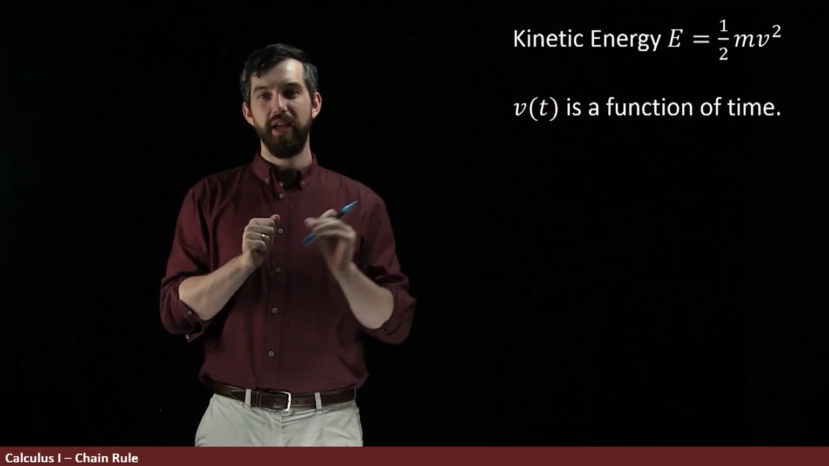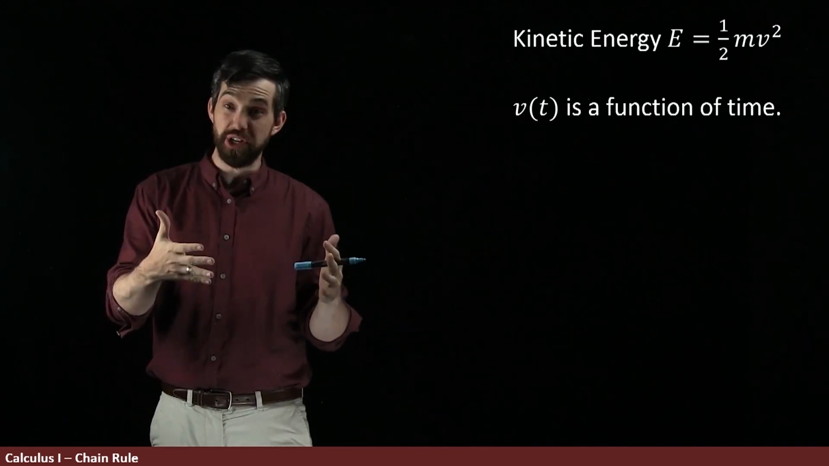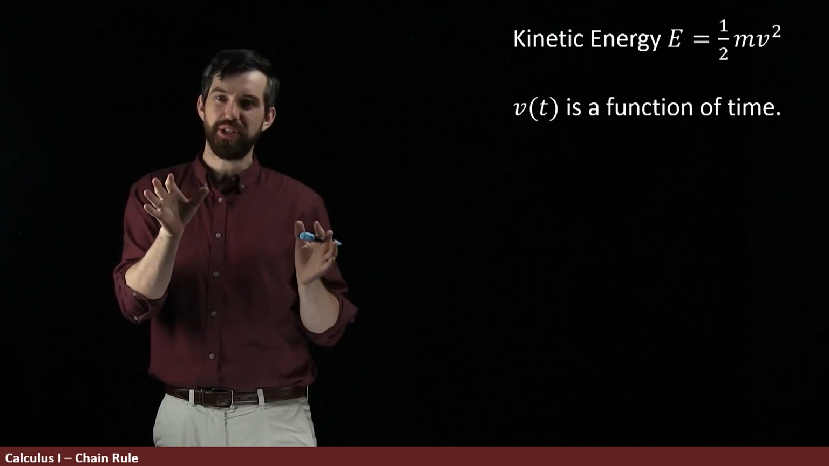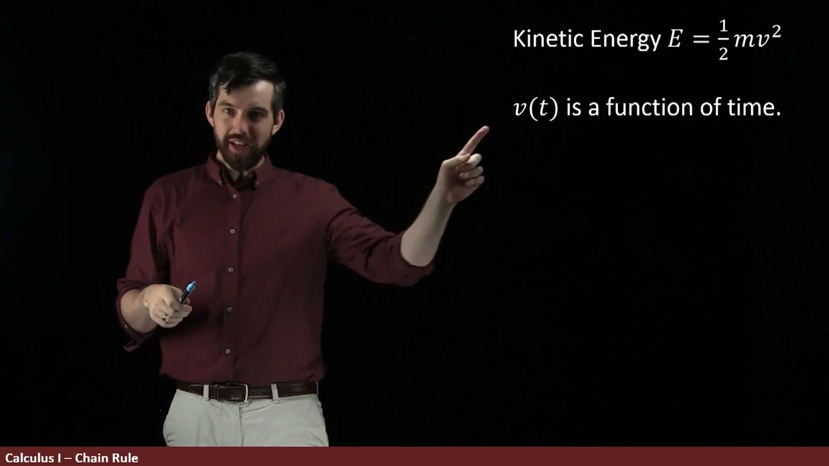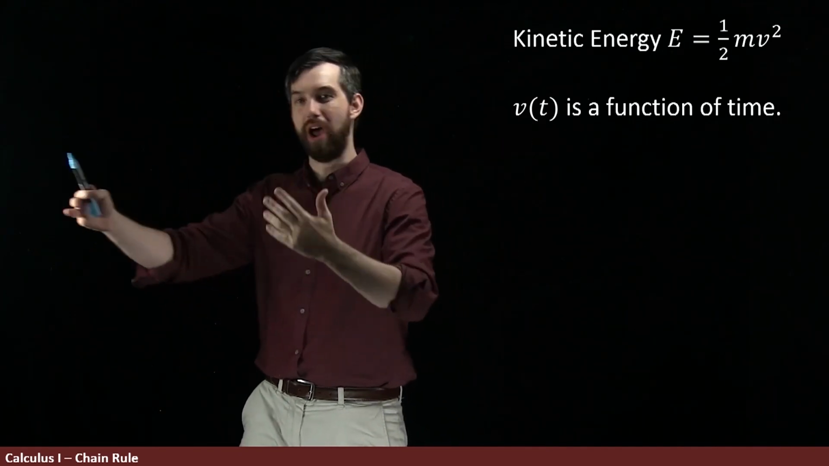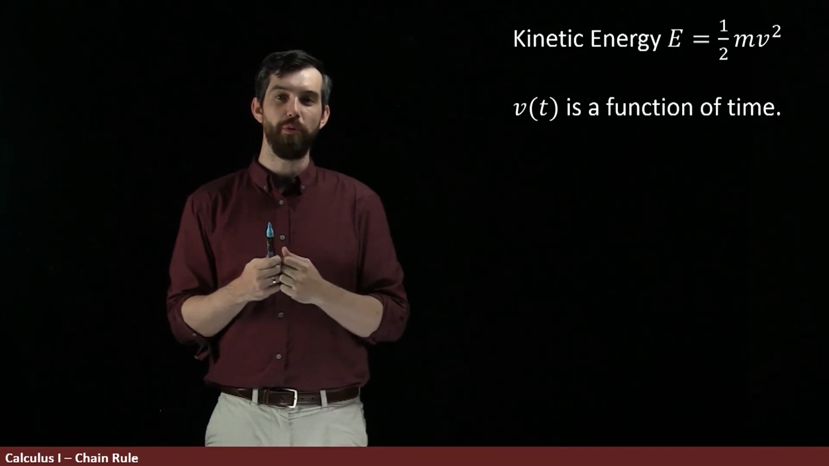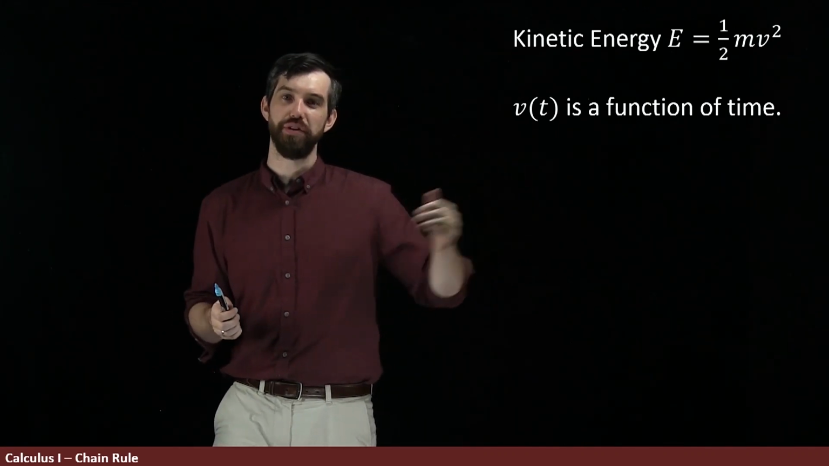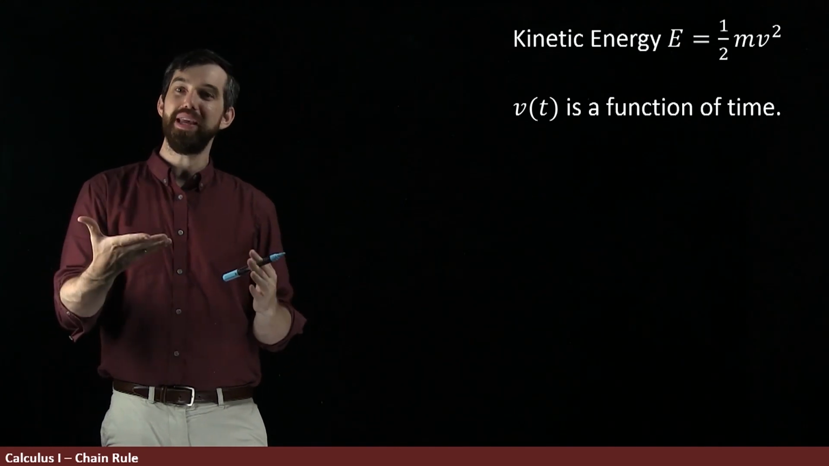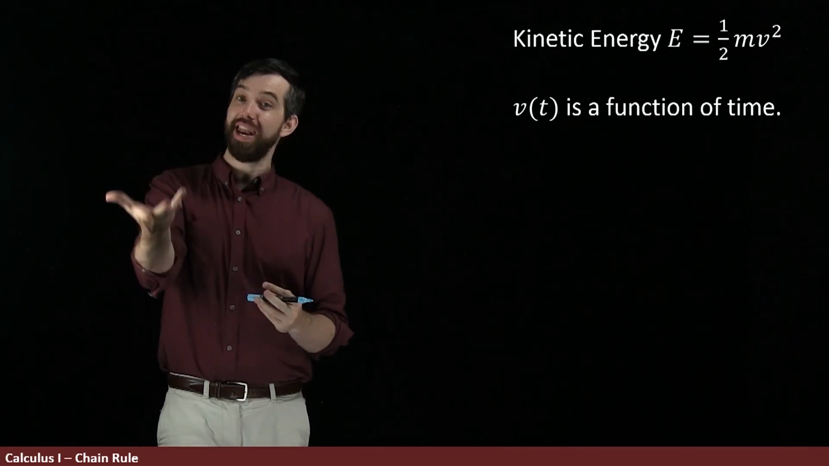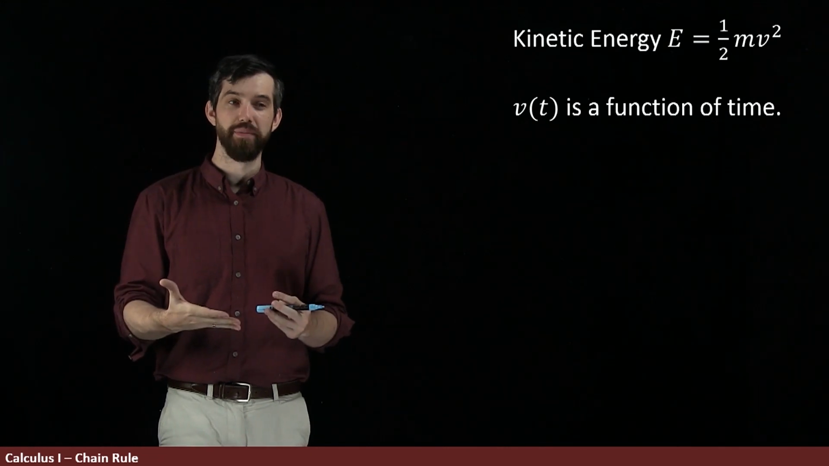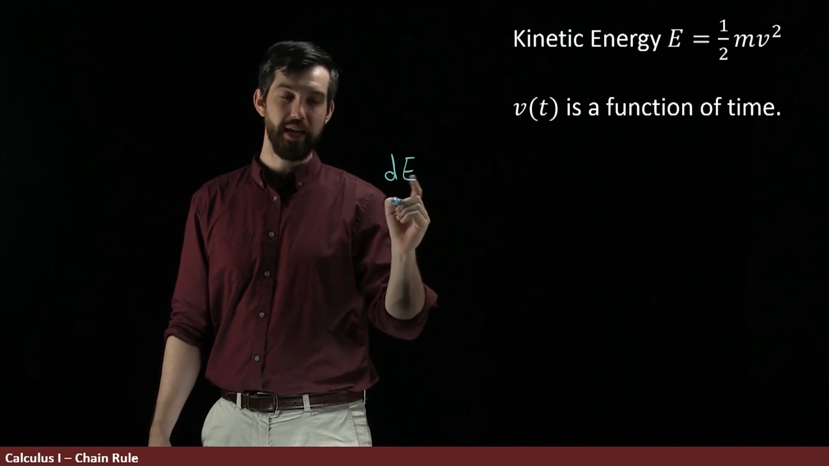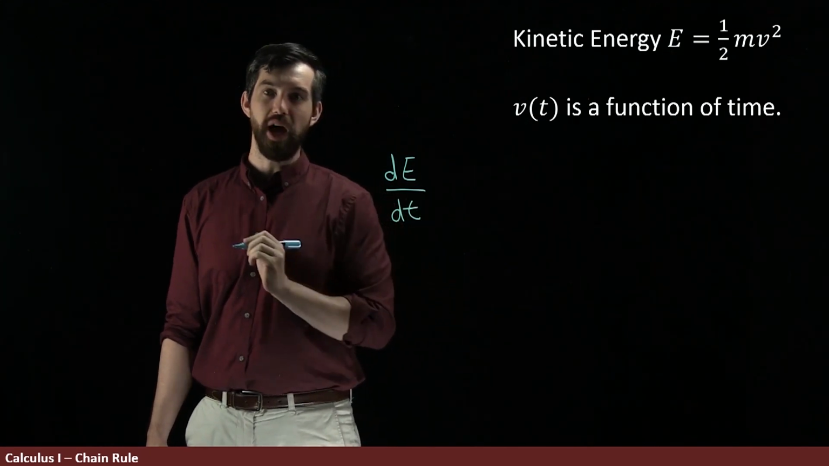Let's see an example. Here I have kinetic energy, and kinetic energy depends on the mass and also the velocity. Now I'm going to assume that the mass isn't changing, but the velocity, for sure, can change. If I'm driving my car and asking what's the kinetic energy of the car, well, it depends on how fast I'm driving, and my velocity is a function of t. So something I might be interested in is how much my kinetic energy is changing with respect to time. In other words, I might be interested in taking the derivative of energy, kinetic energy here, with respect to time.